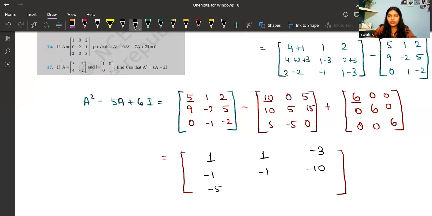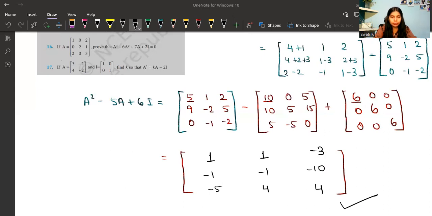Next we have minus 1. Minus into minus is plus. So minus 1 plus 5, that is 4. Next we have minus 2, 0 and plus 6. So minus 2 plus 6 is 4. And this is our answer for A squared minus 5A plus 6I. Okay, so we are done with this. Now let's move to the next question.